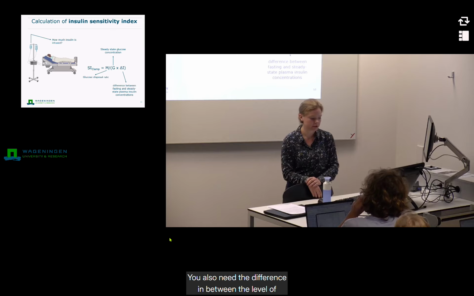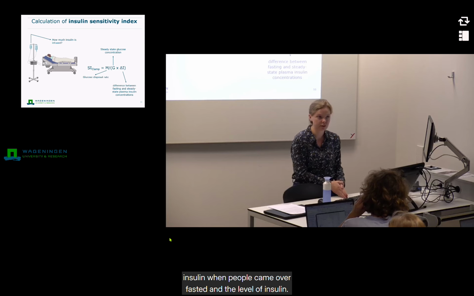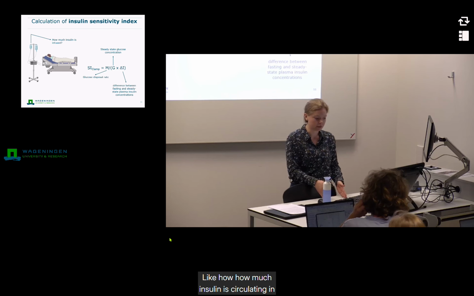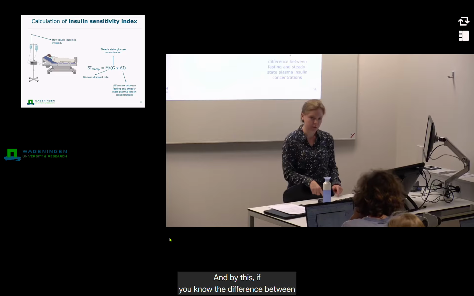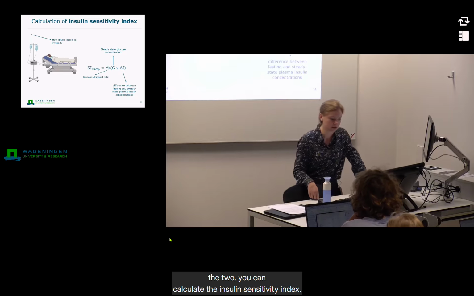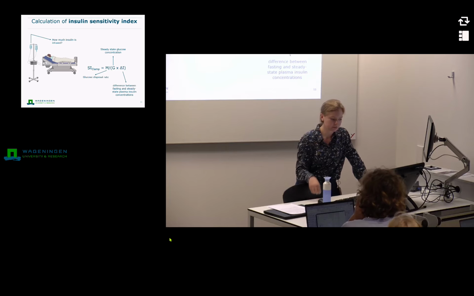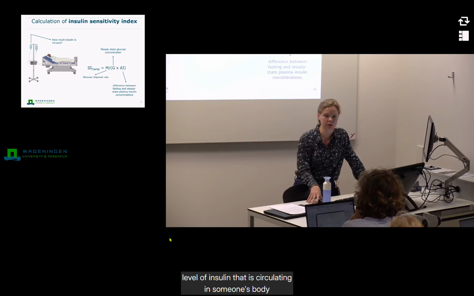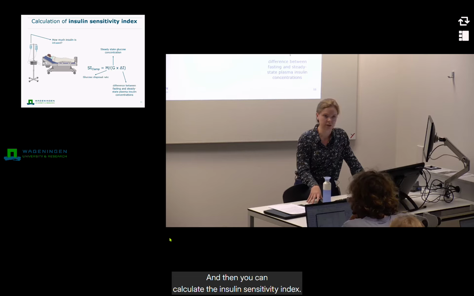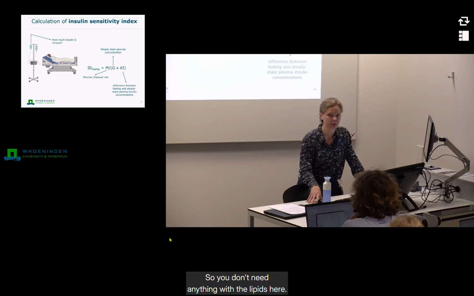You also need the difference between the level of insulin when people came over fasted and the level of insulin, how much insulin is circulating in someone's body when they reach this steady state. If you know the difference between the two, you can calculate the insulin sensitivity index. So besides the M value, you also need the level of glucose and the level of insulin circulating in someone's body during this clamp method. And then you can calculate the insulin sensitivity index. So you don't need anything with the lipids here.